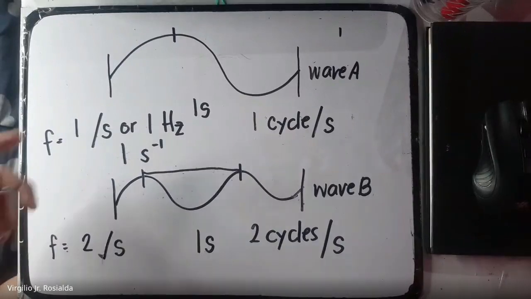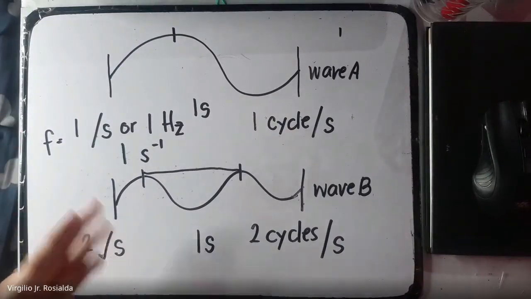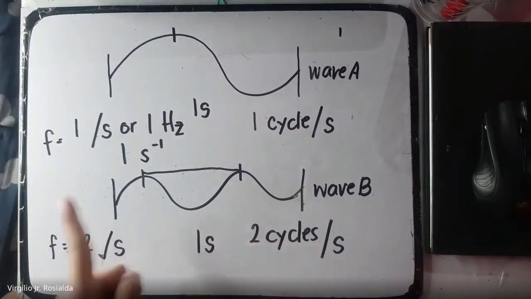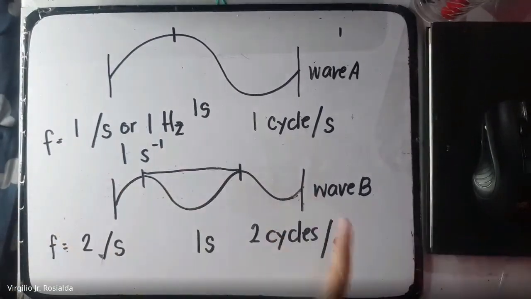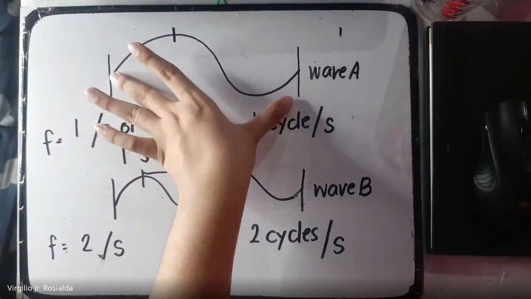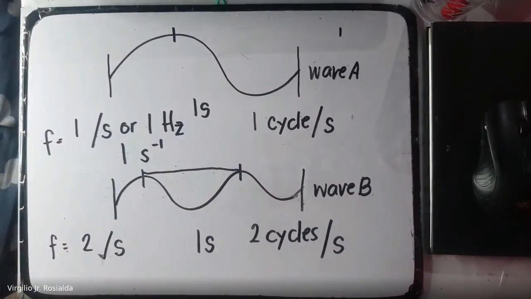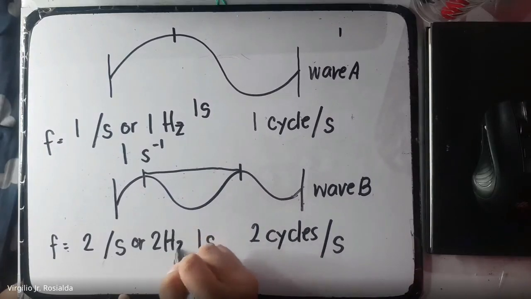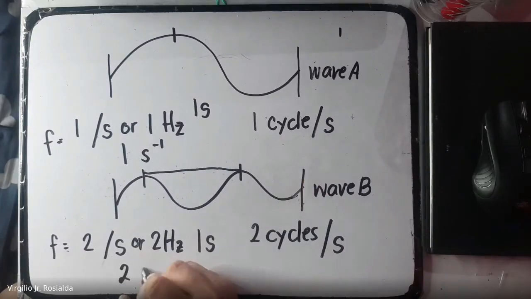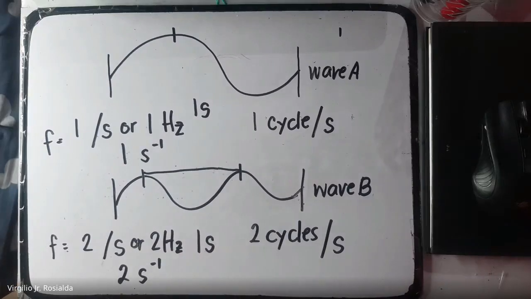Okay, so mas mataas ang frequency nito. Kasi you have 2 cycles kada segundo. Nakakabuo ka ng dalawang cycle. This one is 1 second. Sa kada isang segundo, dito, isang cycle lang sa kada isang segundo. So you have 2 cycles per second or simply 2 hertz. Or yung iba naman, s negative 1 or raised to negative 1.